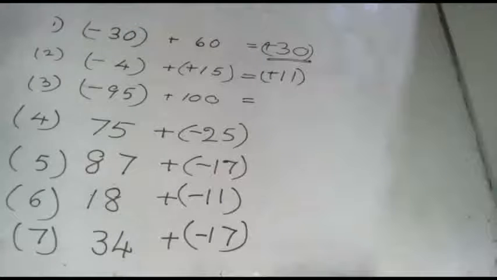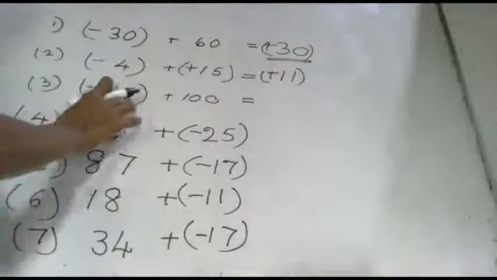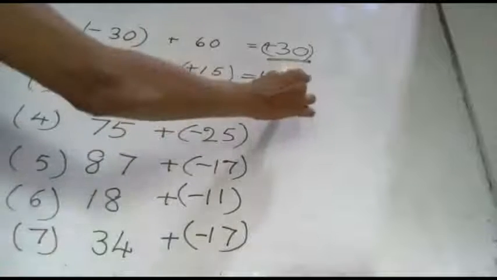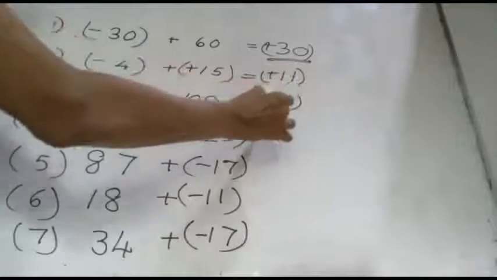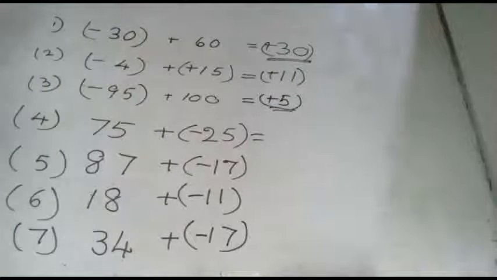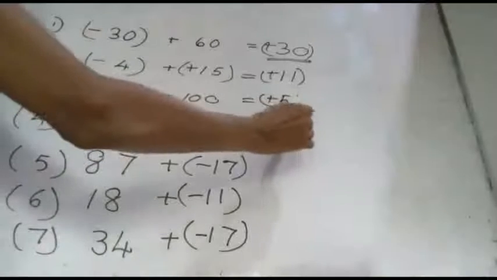Minus 5. No. Here, 95 is subtracted from 100. Positive 5. Putha, what's the answer for this? Positive 75 plus negative 25. Positive 50. Yes, good. Positive 50.